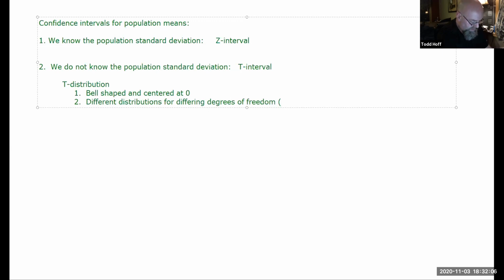Degrees of freedom, known as DOF. A degree of freedom is the ability to vary. What it really comes down to, degrees of freedom in this case, is just the sample size minus 1.